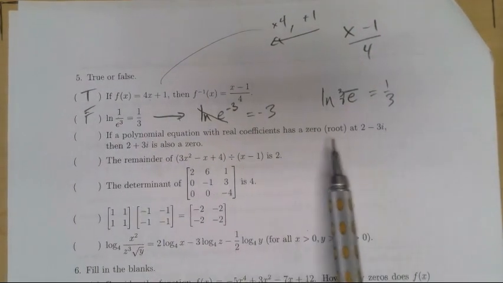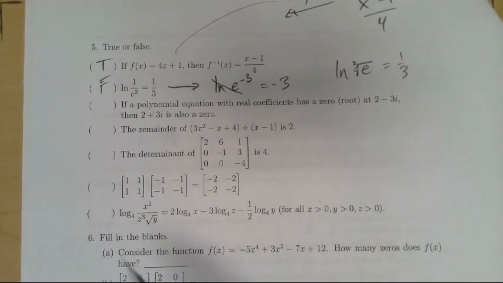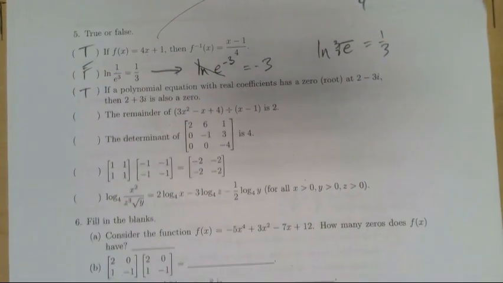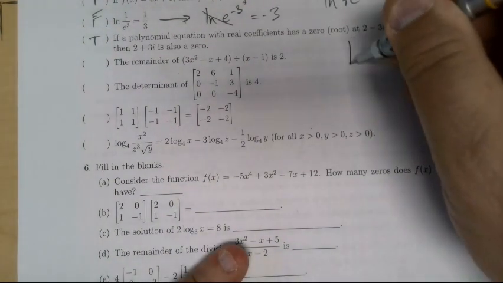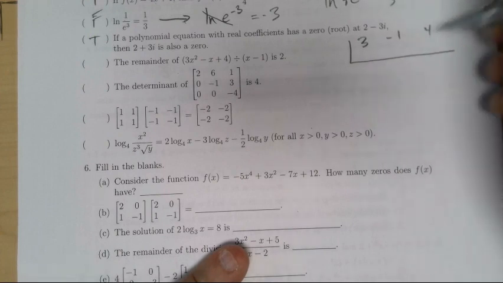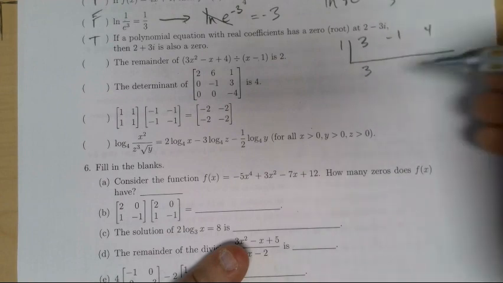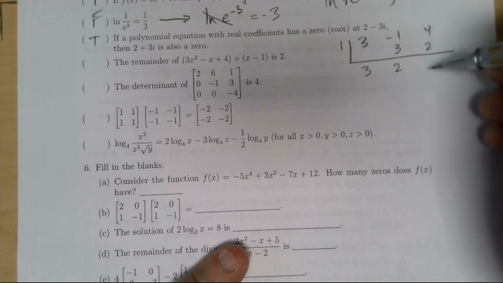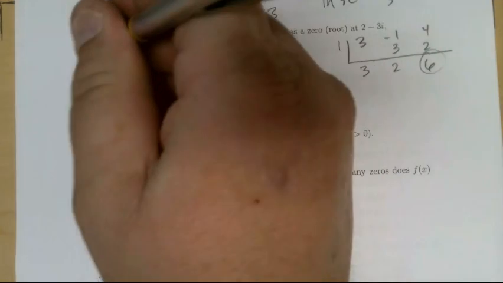If a polynomial equation has a zero at 2 minus 3i, it's going to have its conjugate, which is 2 plus 3i. Oh, that's true. The remainder of this, now, there's two ways to actually find that. I can actually do the division, and I would do synthetic division here, where I'd go 3, -1, 4, and I'd have the zero of this thing, which is 1, and then I drop the 3. 1 times 3 is 3, -1 plus 3 is 2, 1 times 2 is 2, 4 plus 2 is 6. There's my remainder. So I know this is false right now.